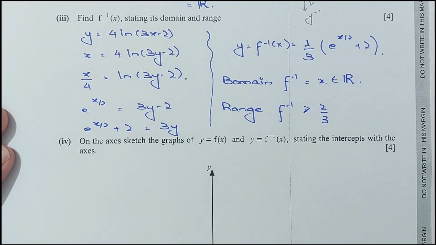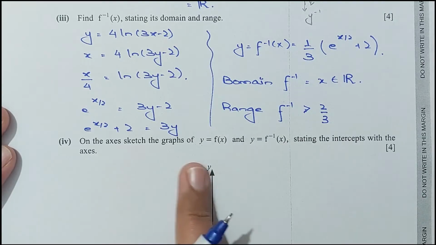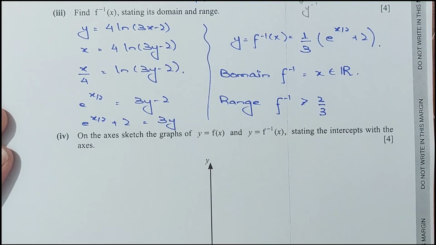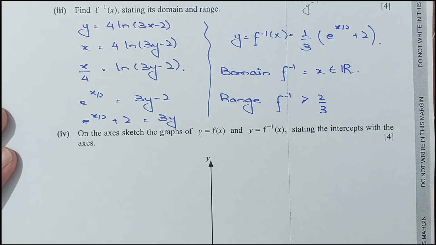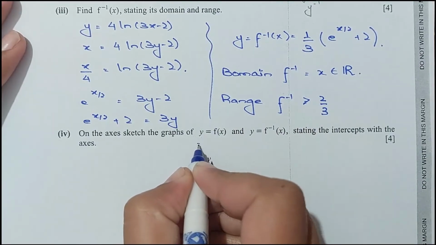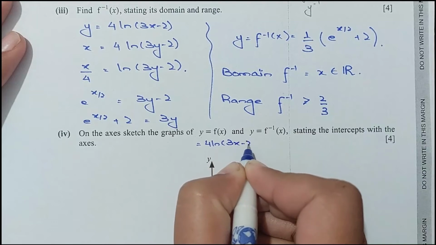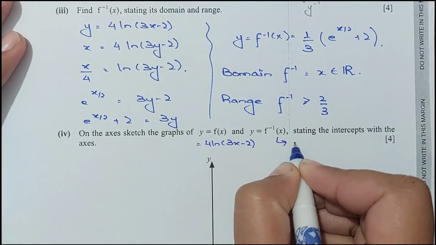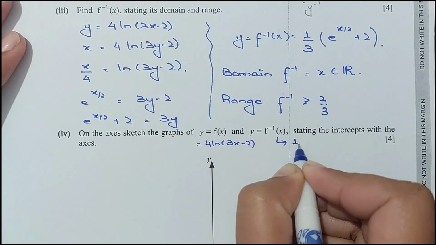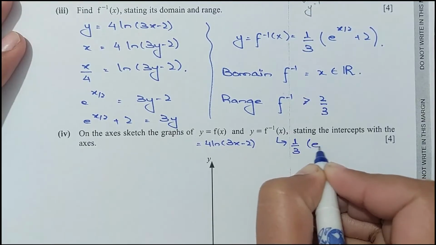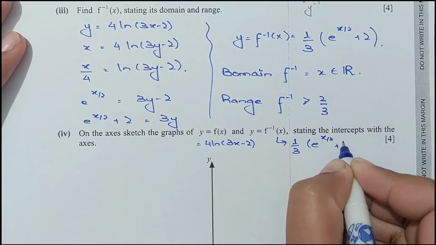Now for part 4, on the axes sketch the graph of y equals f of x and y equals f inverse of x, stating the intercepts with the axes. All right, we have to state the intercepts as well. So f of x is 4 ln(3x minus 2), and f inverse of x is 1 by 3 into (e to the power x by 4 plus 2).